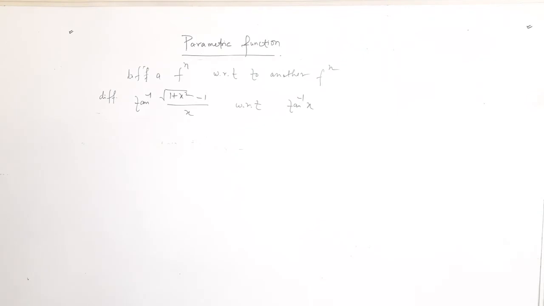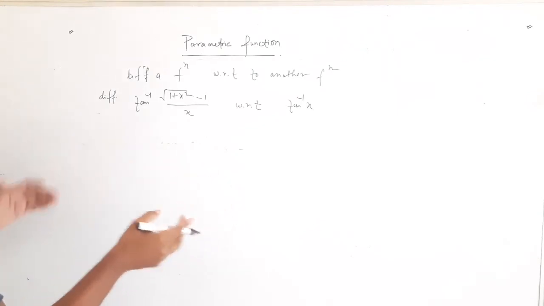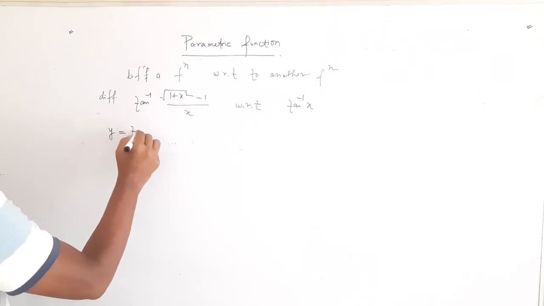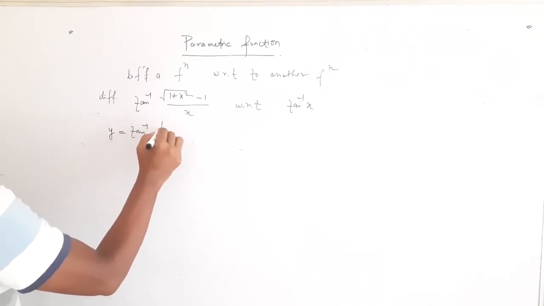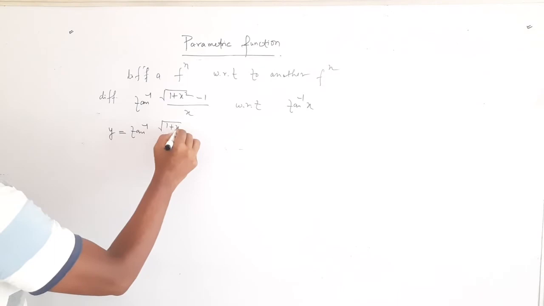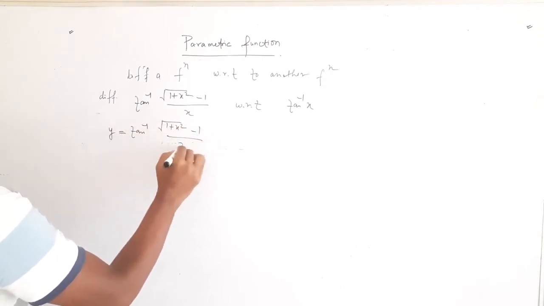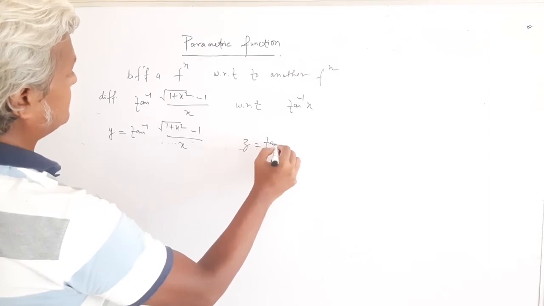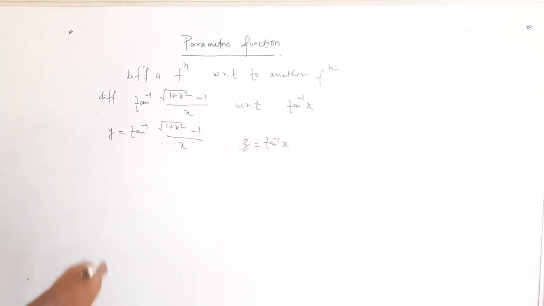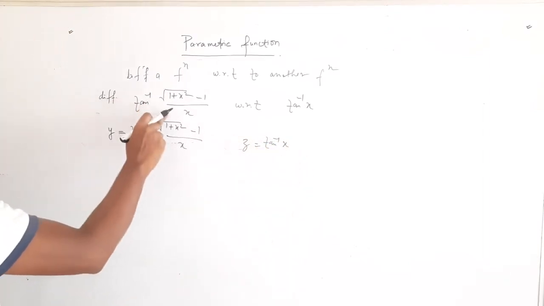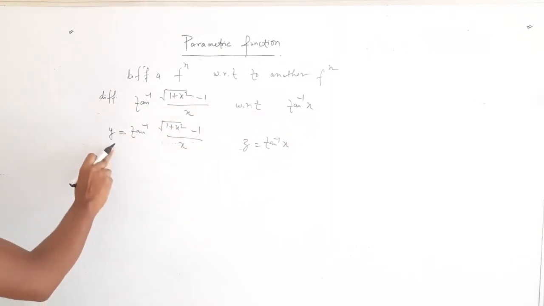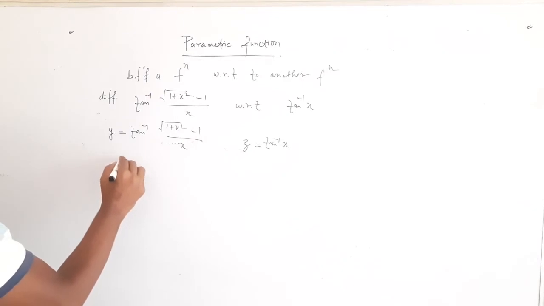Okay, so what I suggest to make it better, you just assume this is y equal to tan inverse of under root 1 plus x square minus 1 over x, and z is tan inverse x. When they are saying differentiate this with respect to this, what does it become? Differentiate y with respect to z.